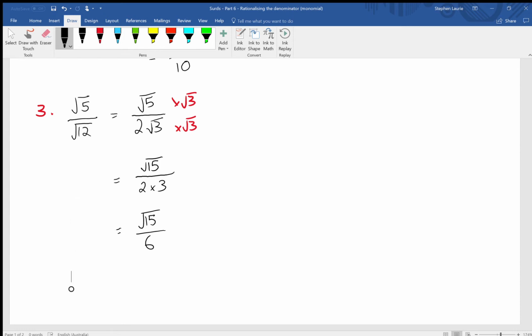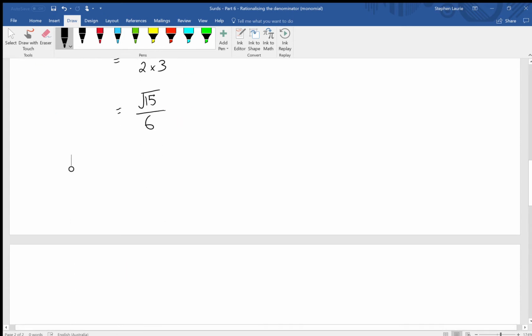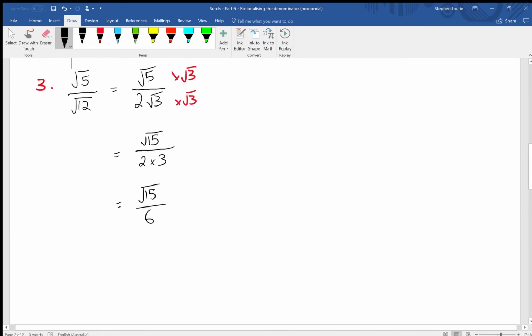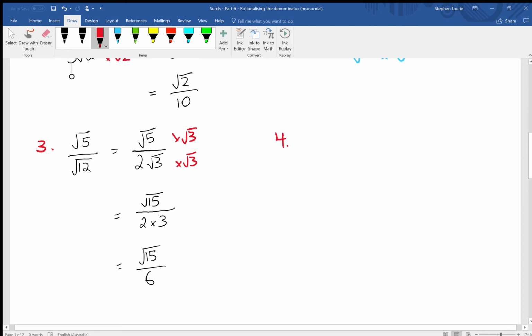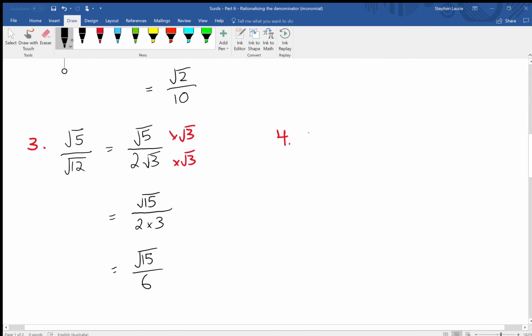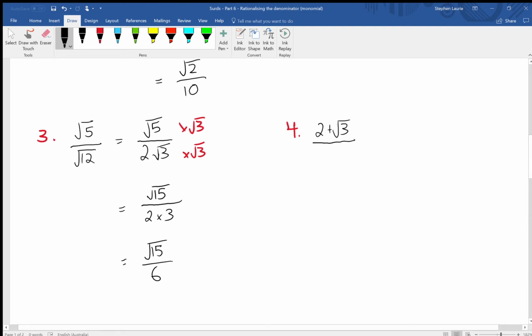Alright, last example. Let's stay on the one page. I'll just go across over here. Example 4. 2 plus root 3. So that's an example of a binomial, but this is the numerator. We're only interested in rationalising the denominator. 2 plus root 3 over 2 root 3.